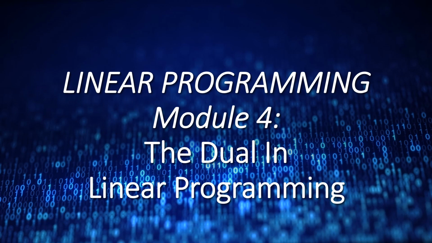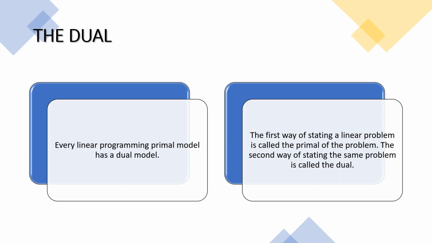Module 4, the dual in linear programming. Every linear programming primal model has a dual model. The first way of stating a linear programming problem is called the primal of the problem. The second way of stating the same problem is called the dual.